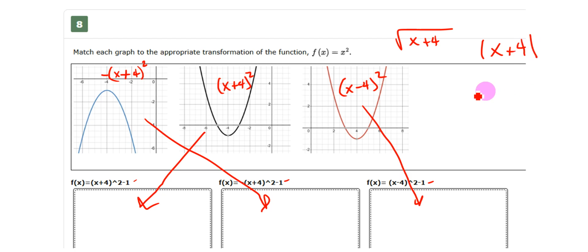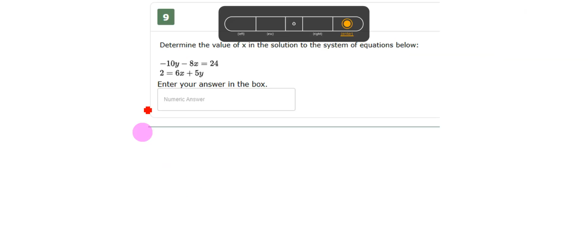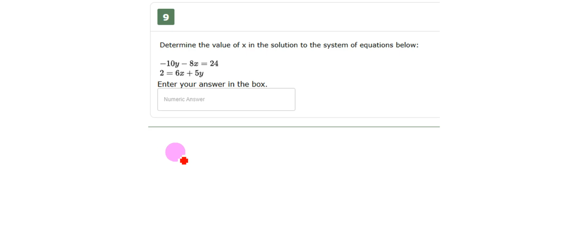That's moved to the left 4. I don't want to get into whatever's in that function, they all act the same way. So it doesn't matter if it's square root, if it's an exponential, if it's a quadratic like these, if it's an absolute value, whatever. Everything acts the same.